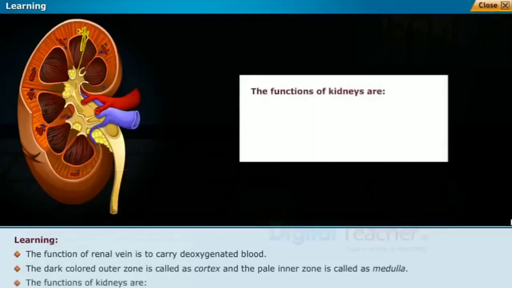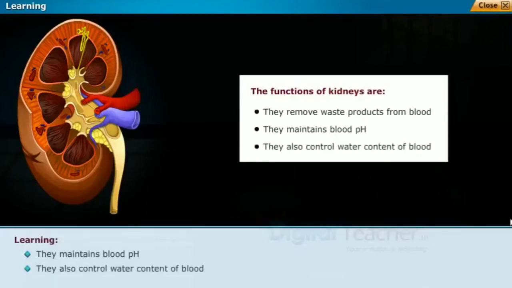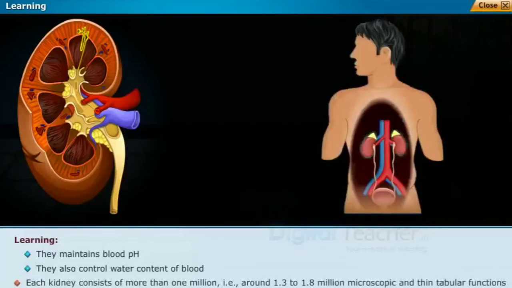The functions of kidneys are: they remove waste products from blood, they maintain blood pH, and they also control the water content of blood. Each kidney consists of more than 1 million, around 1.3 to 1.8 million, microscopic and thin tubular functional units called nephrons or uriniferous tubules.